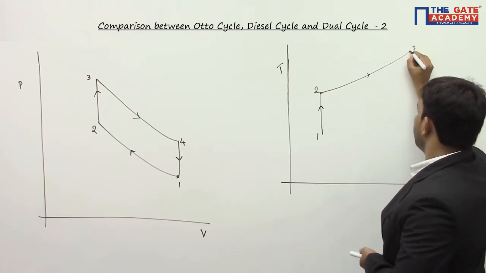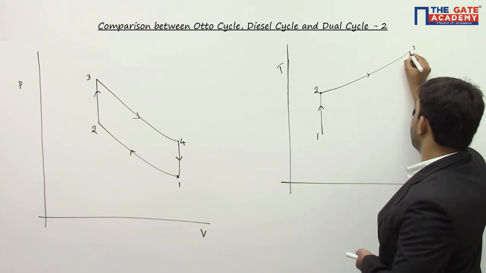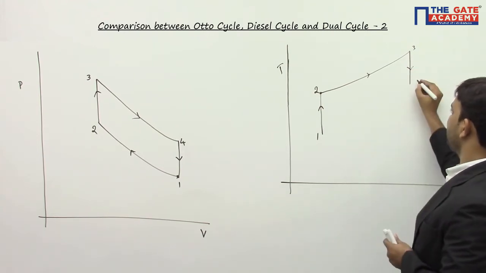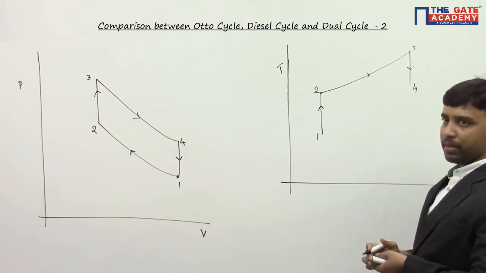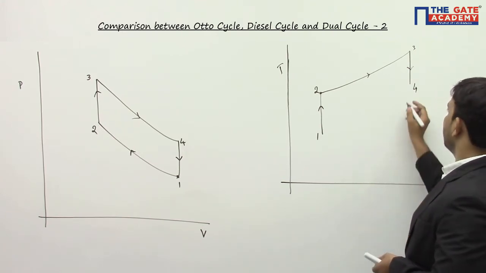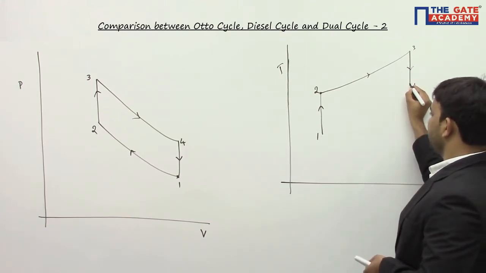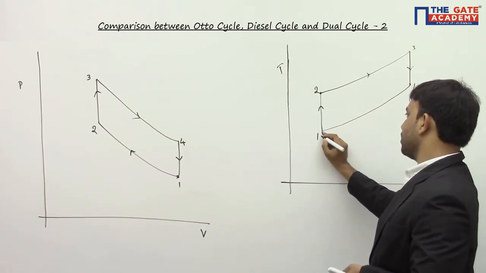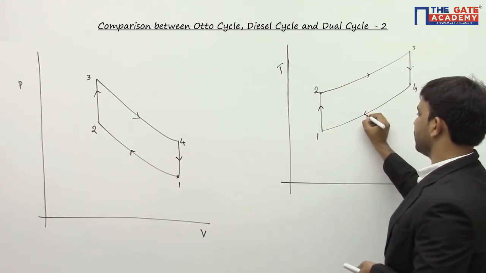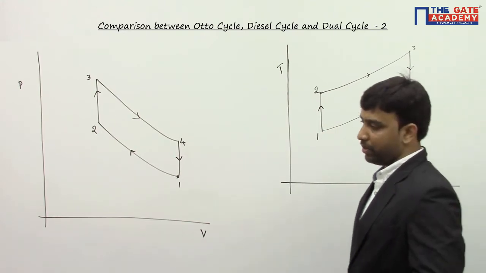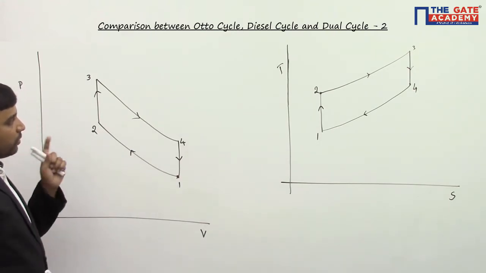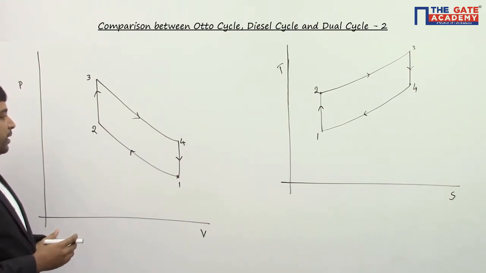And 3 to 4 is reversible adiabatic expansion process or isentropic expansion process. Entropy remains constant. It's an expansion process, so temperature decreases. And 4 to 1 is constant volume heat rejection process. It's a heat rejection process, so both temperature and entropy decrease. So this is Otto cycle in both PV and TS coordinates.